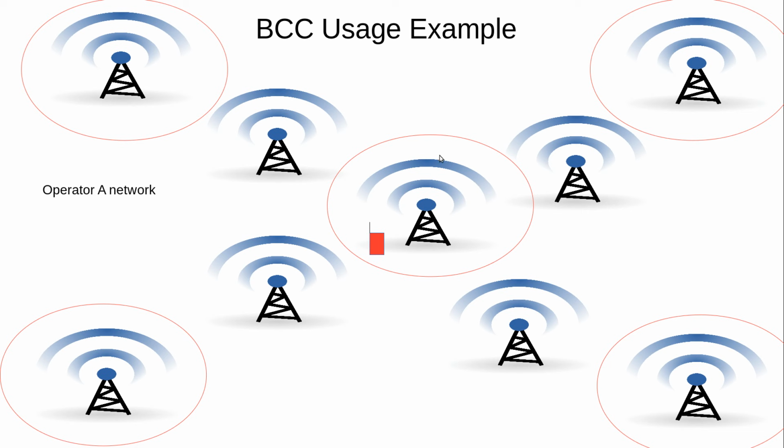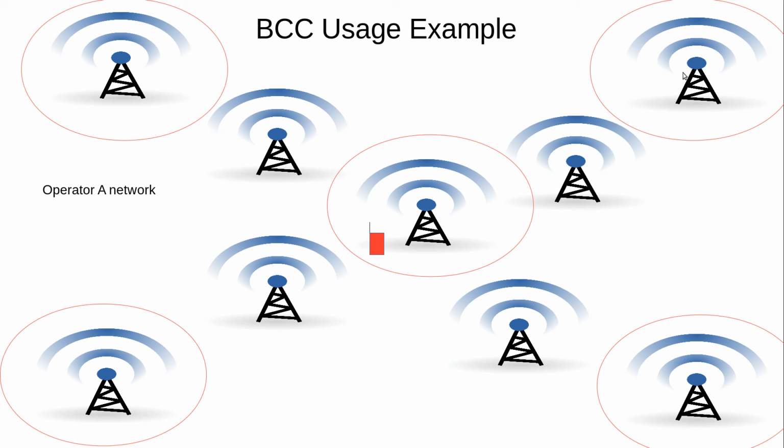Now, as the frequencies are reused in a GSM network, it is possible that these other 4 base stations, which are encircled in red, use the same carrier frequencies. So this mobile station would receive same-frequency signals from the carrier of this base station, this base station, this base station, this base station, and this base station.